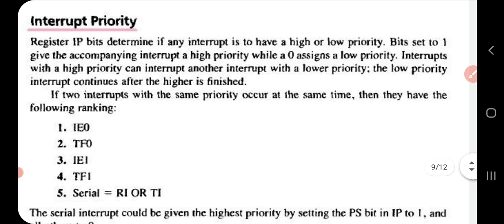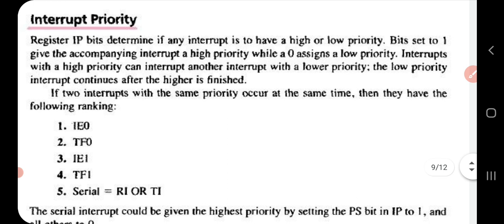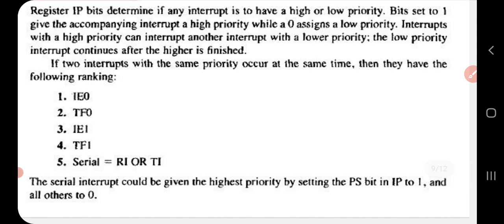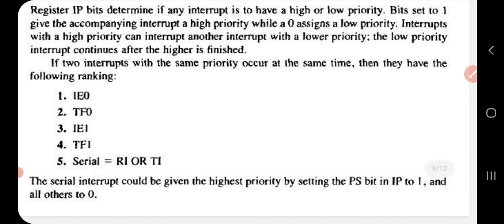Now suppose that two interrupts have the same priority and both of them occur at the same time, then their ranking will be as follows. It is IE0, TF0, IE1, TF1. That is, if all these five interrupts come at the same time, then their priority will be given as shown in this order. First priority will be to IE0, second one will be to timer flag 0, then third priority will be given to interrupt enable 1, the fourth priority will be given to timer flag 1, and the last priority will be given to R1 or T1.